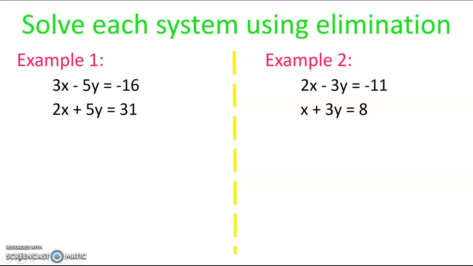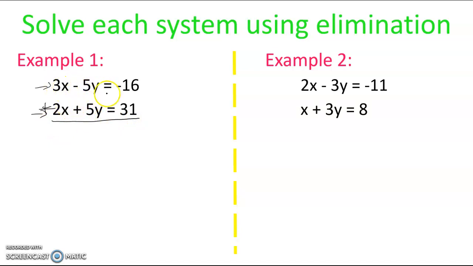First of all, you want to identify a variable that you can easily eliminate. And what do I mean by elimination? Basically, we're going to take this equation up here and this equation up here, and we're going to add them. We can even subtract them as well, but I'd recommend just adding them. When we add them together, we want one of our variables to cancel out, and we're left with just one variable to solve for. So let's take a look here.